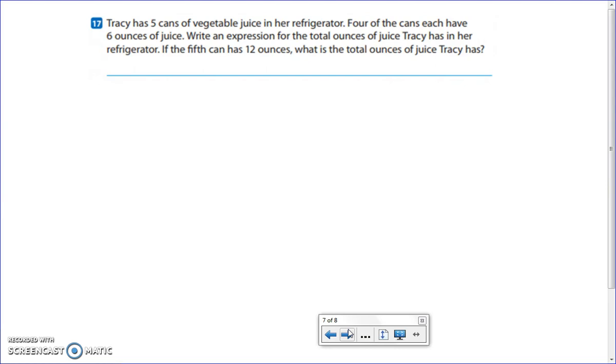Tracy has 5 cans of vegetable juice in her refrigerator. 4 of the cans each have 6 ounces of juice. Write an expression for the total ounces of juice Tracy has in her refrigerator. If the 5th can has 12 ounces, what is the total ounces of juice Tracy has?